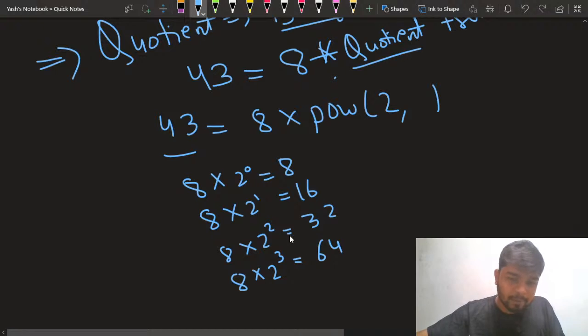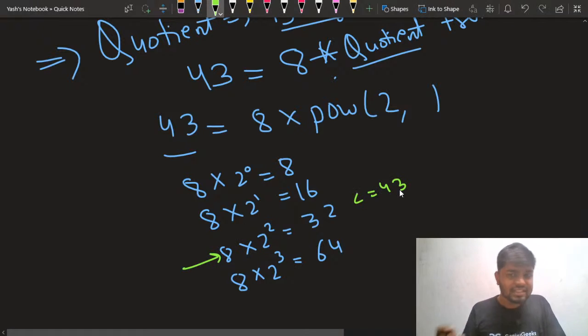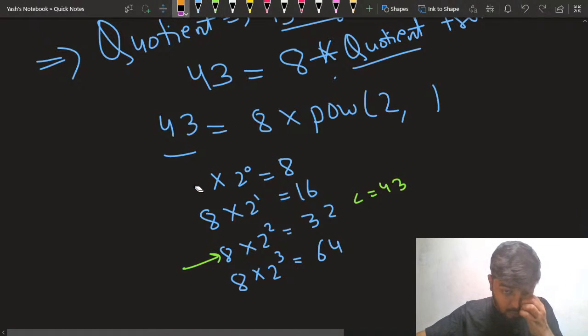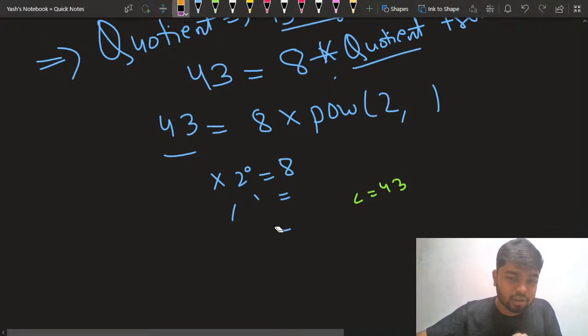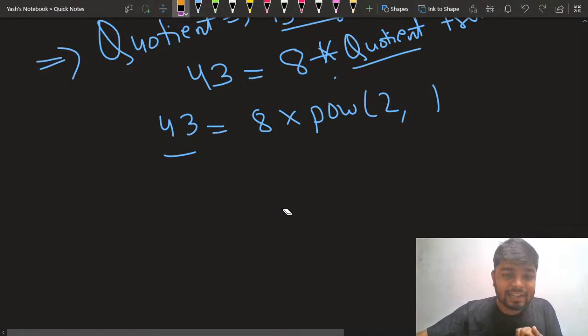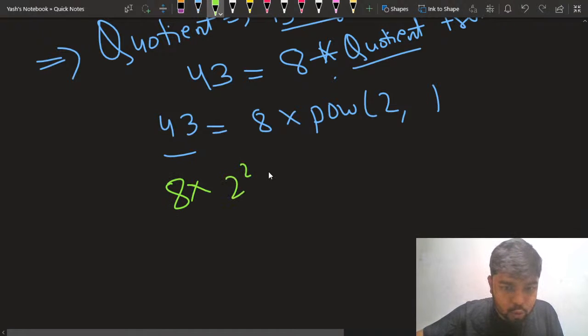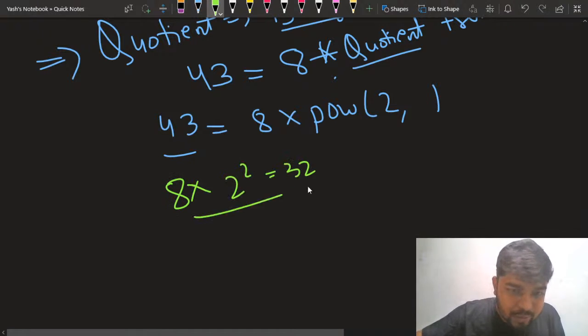Which value will be optimal, right? This value, 8 into 2 to the power 3, will be less than or equal to 43. Does everyone agree on this? Everyone is agreeing on this, right? So first things first, we figured out that 8 into 2 to the power 2 will give me 32, which will be less than 43. So this is my first part, right?